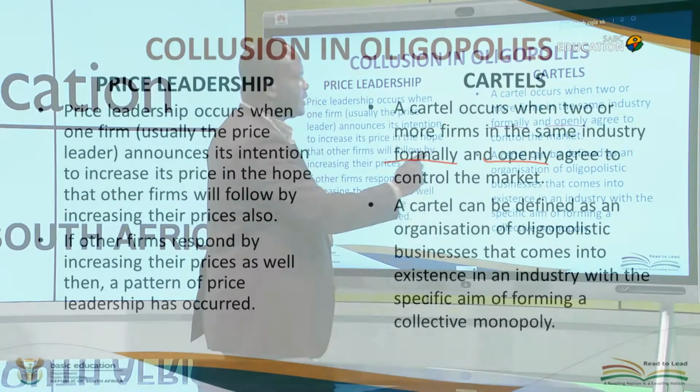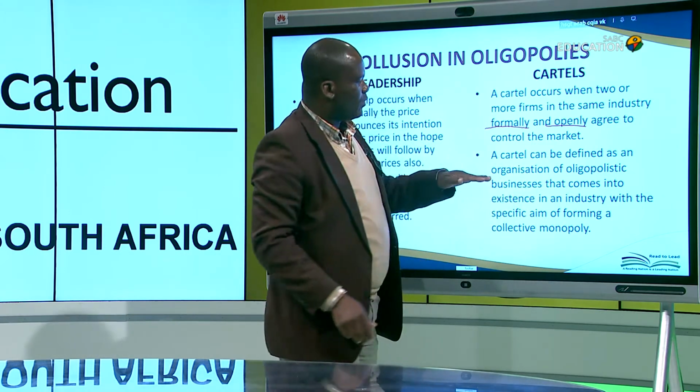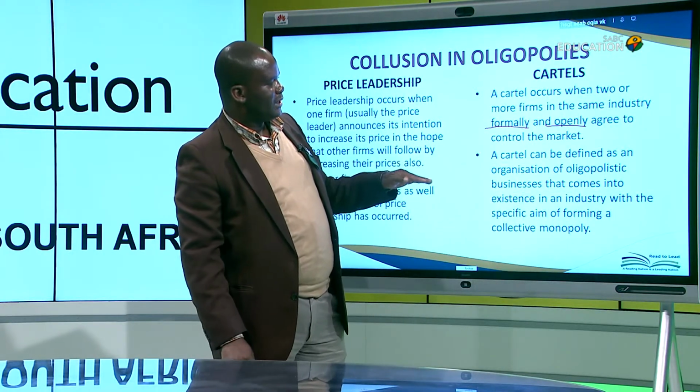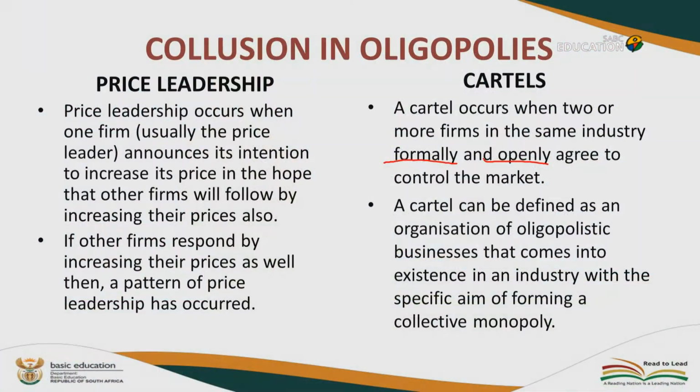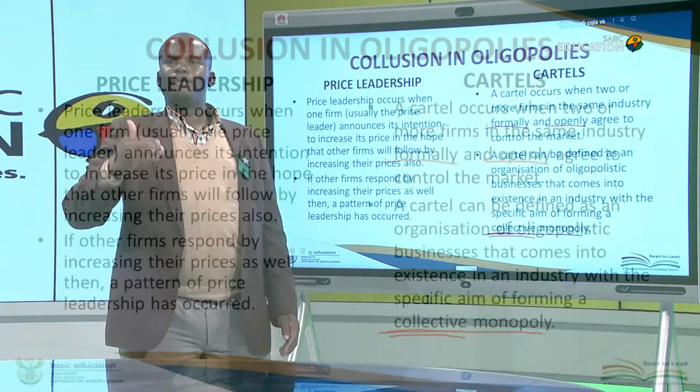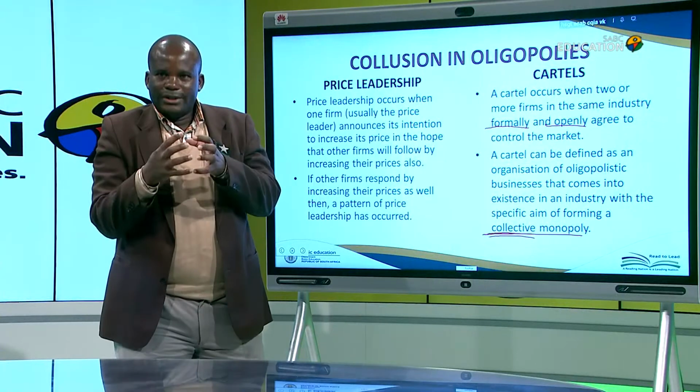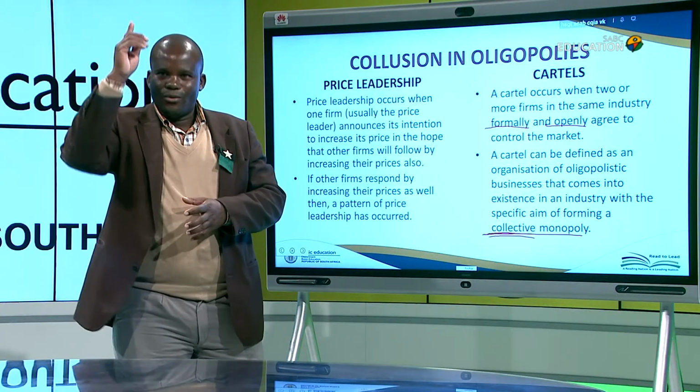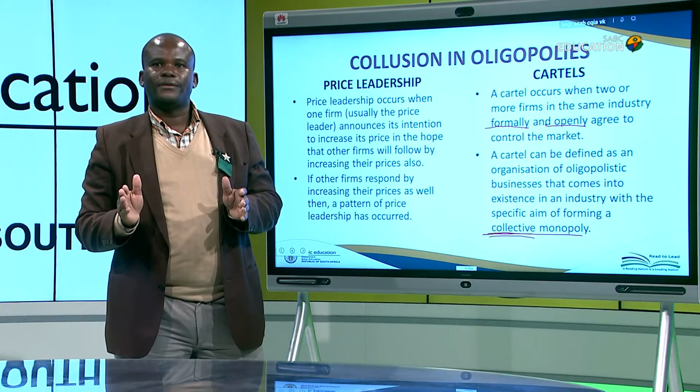Now, this cartel can now be defined as an organization of oligopolistic businesses that comes into existence in an industry with the specific aim of forming a collective monopoly. Collective from the fact that it's now two or more businesses that have joined hands to operate as one. So they become a collective monopoly.